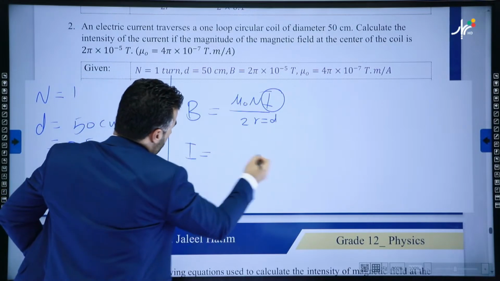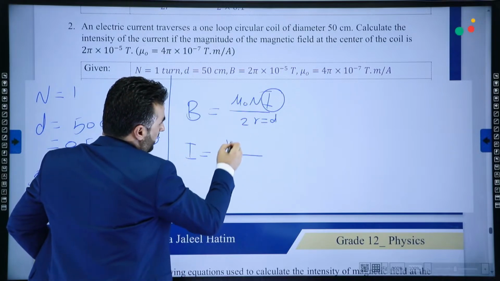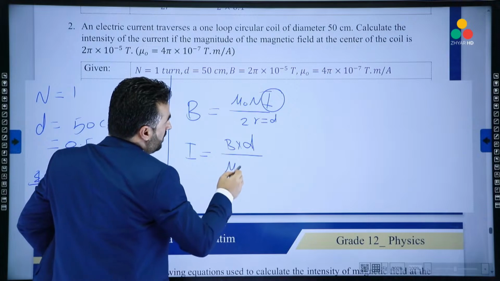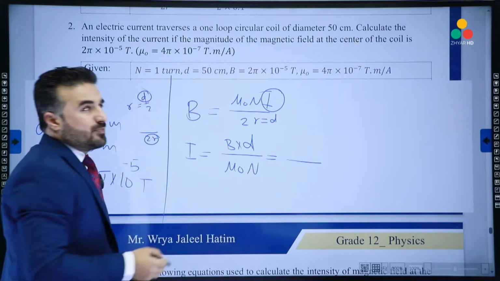We'll say current equals what? I'll go with diameter, by the way. I'll use diameter instead of the radius. So I'll say B, that is magnetic field strength, times the diameter, divided by mu naught and then N, yeah? So now all you need to do is just plug in the numbers.